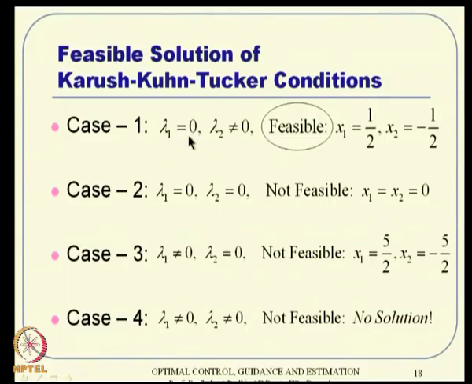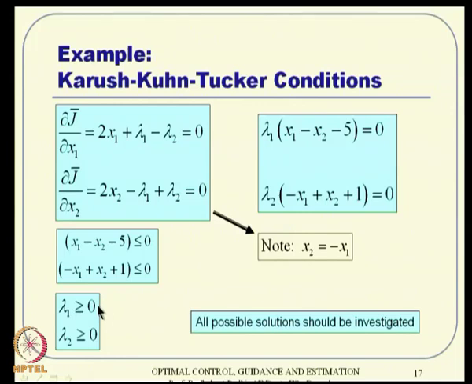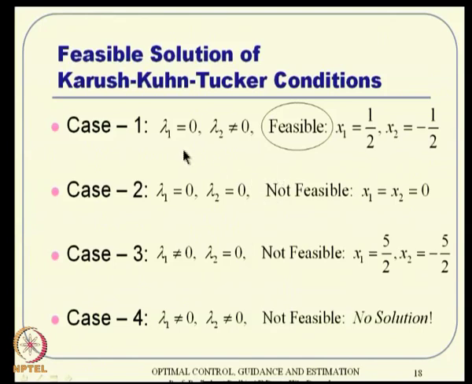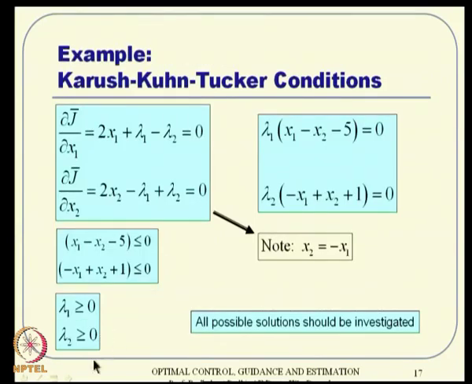Now, what is happening here? Lambda 1 equal to 0, lambda 2 not equal to 0. So lambda 1 equal to 0 is acceptable. That is not a problem. Lambda 2 not equal to 0 is also a possible candidate, because lambda 2 can be strictly greater than 0. That is not a point actually.